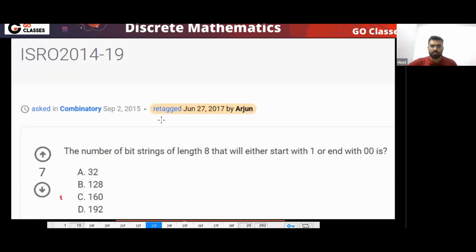Okay, so the answer will be option C. This is your GATE exam, this is your ISRO exam question. Let me tell you one thing. If you want to crack the ISRO exam, you don't have to do anything.